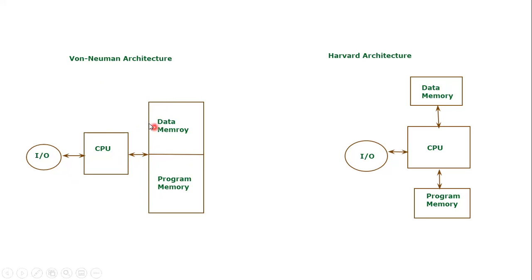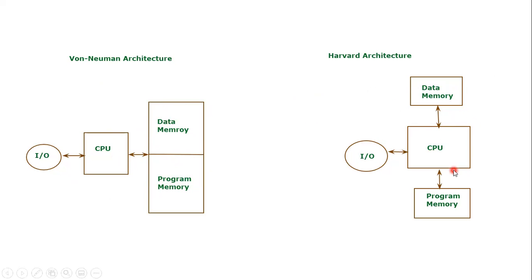So von Neumann requires much more management compared to Harvard architecture. It is the kind of disadvantage of von Neumann architecture, but on the other hand, it is a cheaper one. It's more cost effective. It has only one chip available. There you need two different chips available, right?